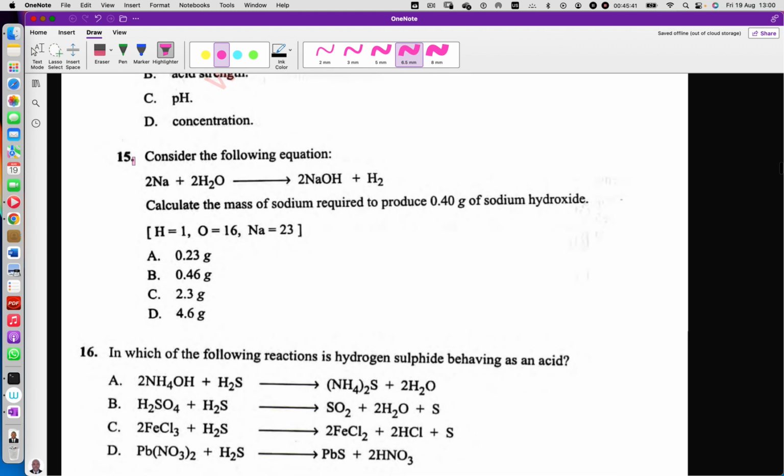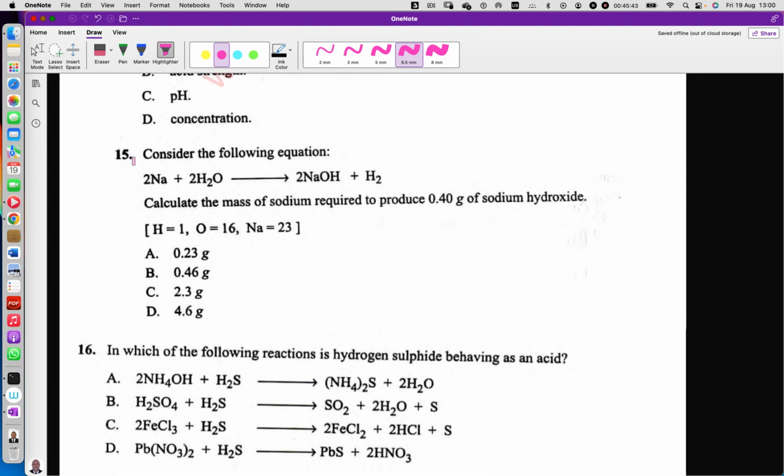15. Consider the following equation. Sodium plus water would give us an alkali, that is sodium hydroxide, plus hydrogen. Calculate the mass of sodium required to produce 0.4 gram of sodium hydroxide. Calculate the mass of this sodium that is required to produce this alkali, sodium hydroxide.